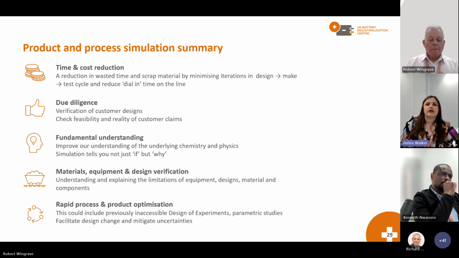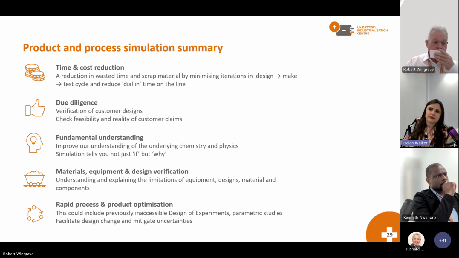So I guess in summary, the benefits of both product and process simulation at UKBIC, first and foremost, quite often it's time and cost reduction. From a product point of view, we reduce those iterations in the design, make, test cycle. From a process simulation point of view, I'm really focused on reducing that dial-in time on the line. We're able to conduct due diligence on customer designs and check the feasibility of their claims.